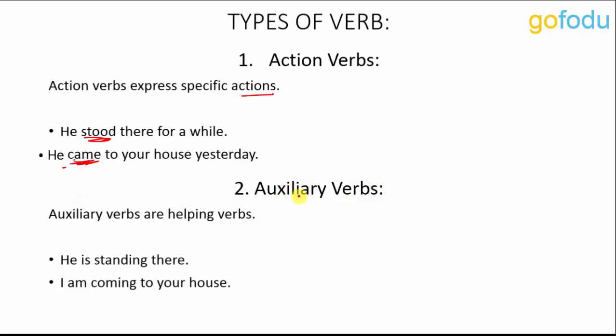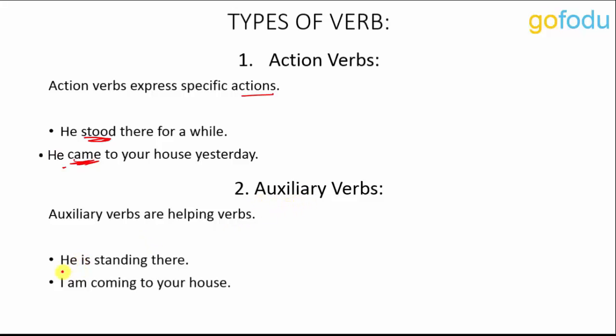Next is an auxiliary verb. Auxiliary verbs are also known as helping verbs. They are used together with the main verb to show the verb's tense, like what exactly the verb is doing. Is it doing it right now in present, or has it done it in past, or has it completed it, or is it still doing it? All these explanations are depicted by auxiliary or helping verbs.